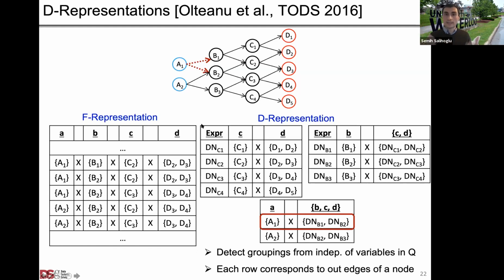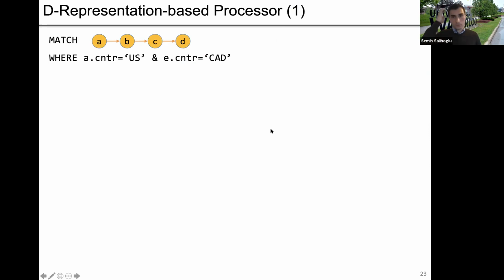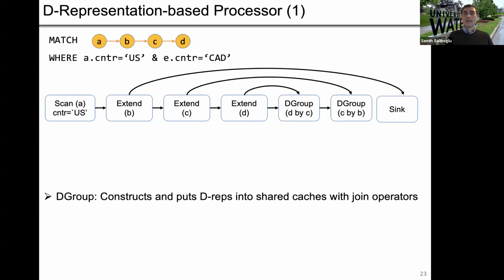That's the most compact way we could have represented this, right? And the D representations do really capture that. So our integration of this representation scheme into GraphflowDB is that for each sequential query pipeline in our plans, we will optionally have a new operator called dgroup, which essentially constructs the D representations and caches them, which are shared with the extend or the previous join operators.